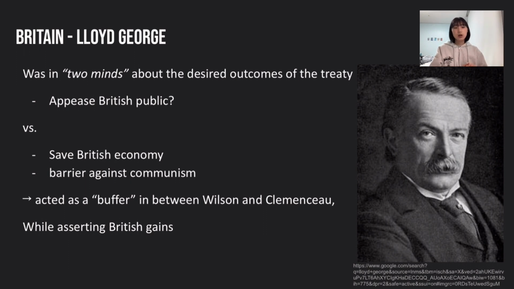So Lloyd George held quite a nuanced and detached view compared to the other two leaders. Although he was in two minds, he knew how to balance these two so that he could get the best outcome and the best terms of the treaty that would play to his advantage most. And thus he acted as a buffer to persuade both leaders, both Wilson and Clemenceau, to come to a consensus on several issues, while cleverly manipulating the situation to be rendered according to his own ambitions.